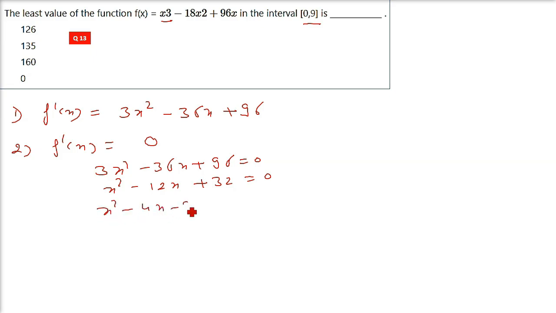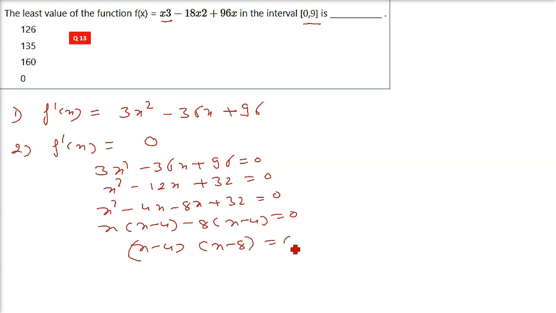When you have this quadratic equation, you can find out the roots, or the critical points, or the factors. So when you have x minus 4 and x minus 8 as the factors, x will solve at 4 or x will solve at 8, because it is equated to 0. 4 and 8 are coming and they are inside 0 to 9. In the previous question minus half was outside the interval. Here 4 and 8 are inside the interval.